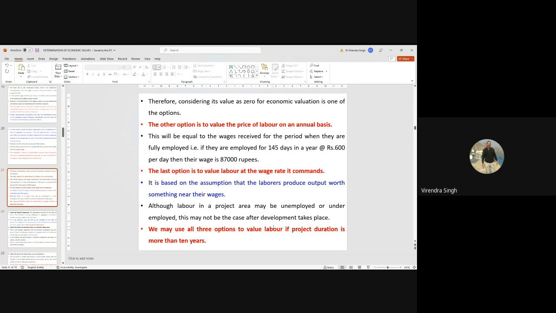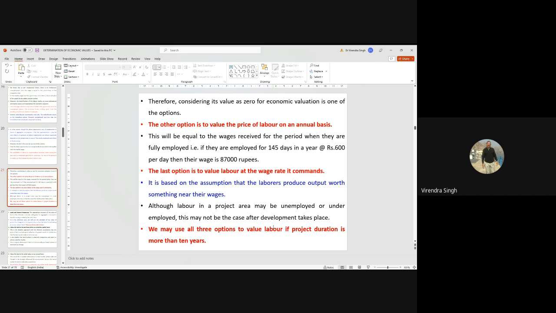This will be equal to the wages received for the period when they are fully employed. That is, if they were employed for 145 days in a year at the rate of rupees 600 per day, then their wages are rupees 87,000. If a person is employed for 145 days at the rate of 600 rupees per day, the wages so earned by him during this period will be 87,000 rupees only.